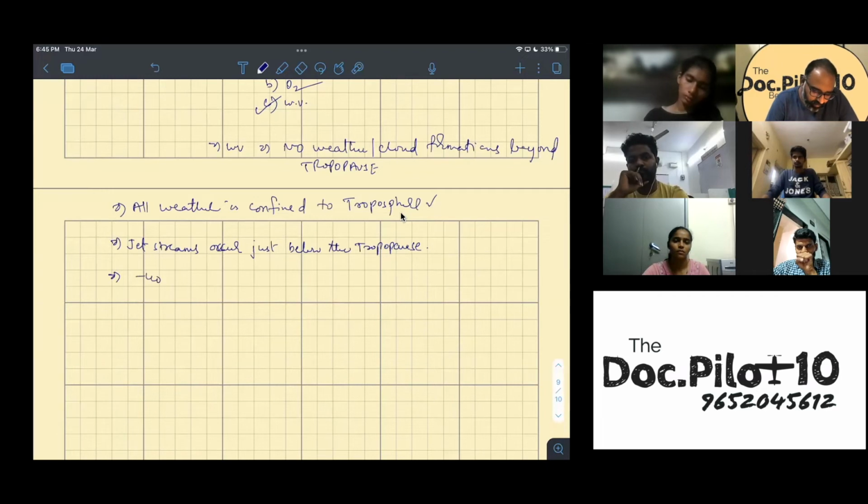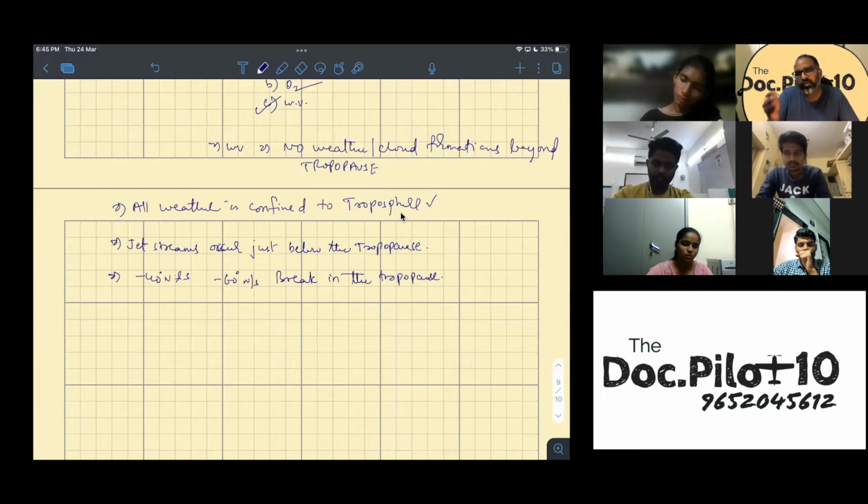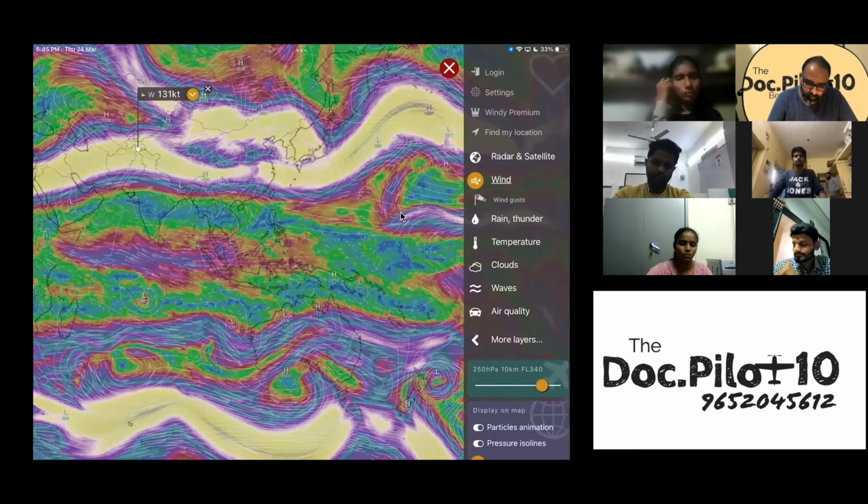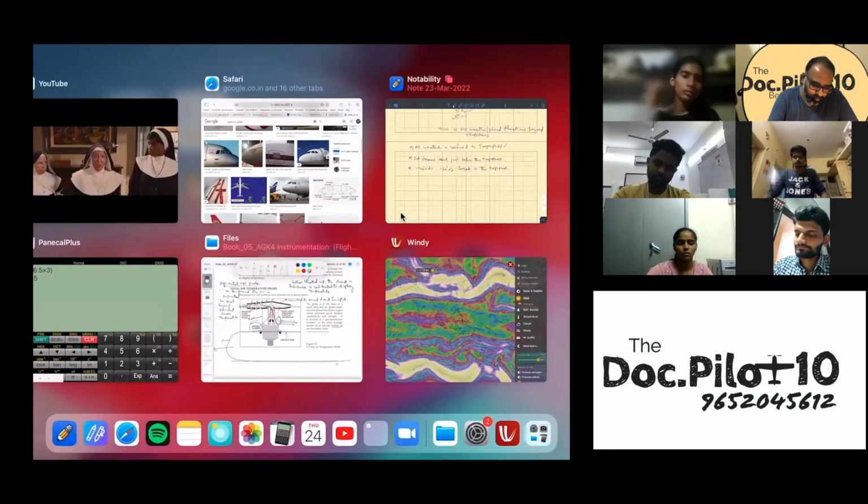Here at -40 degrees north and south, and at -60 degrees north and south, there is a break in the tropopause. These breaks are formed due to jet streams. I'll show it here.